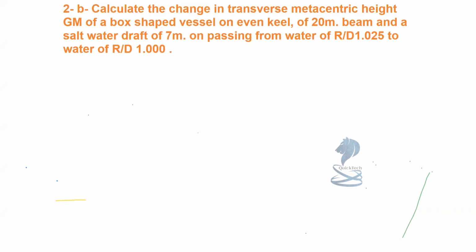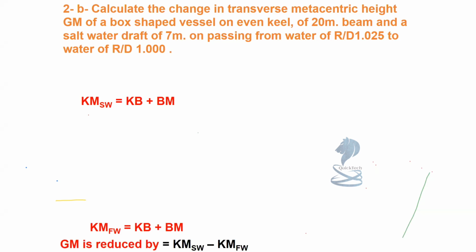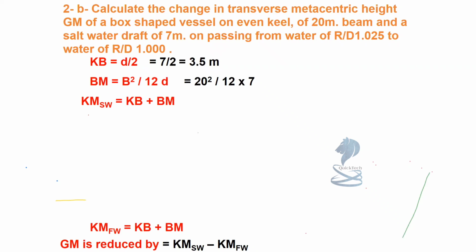Now part B: calculate the change in transverse metacentric height GM of a box-shaped vessel on an even keel, of 20 meters beam and a saltwater draft of 7 meters, on passing from water of RD 1.025 to water of RD 1.000. Using the formula, KM of saltwater is equal to KB plus BM, and GM is reduced by KM saltwater minus KM freshwater. Also KB is equal to draft by 2 and BM is equal to B² by 12D.